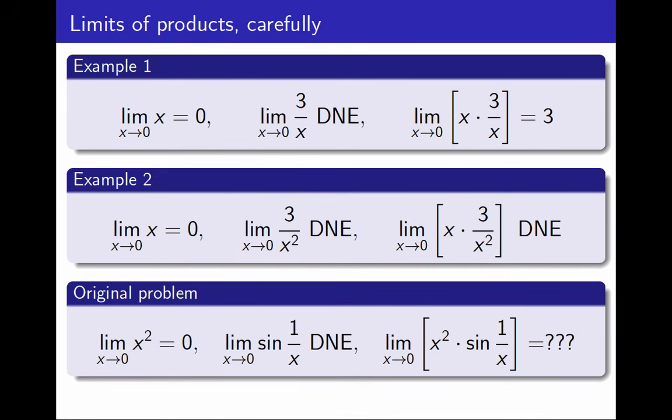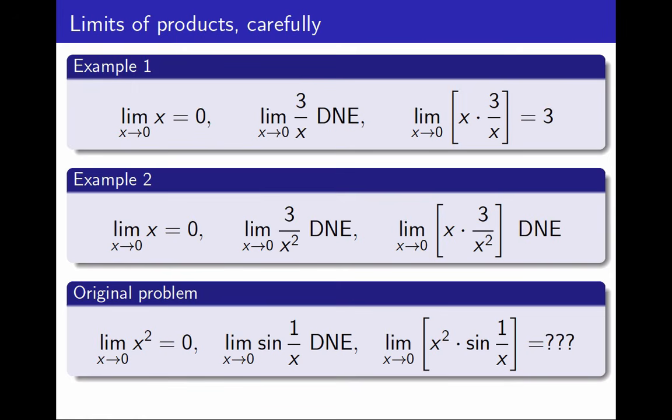So, in the original problem, the limit of x squared is 0, sine of 1 over x does not have a limit, so their product, I simply cannot conclude anything. With the information I have, I don't know what the answer is yet. I need to do something else. Luckily, there is something I can do.